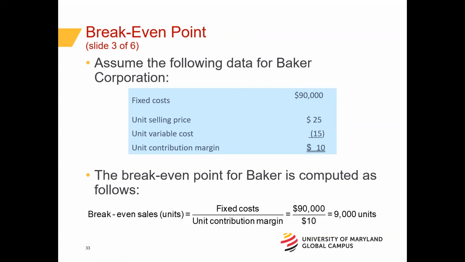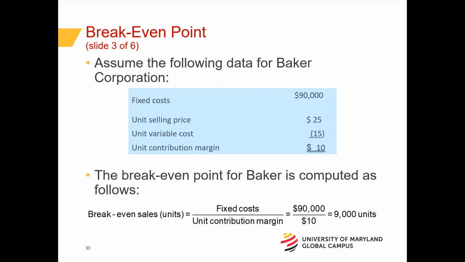Okay, in this example, our fixed costs were 90,000. We have a unit selling price of $25, a variable cost of 15, and a unit contribution margin of 10. How do we find unit contribution margin? Take your sales price minus variable costs. In our example, $10. Our fixed costs are 90,000.